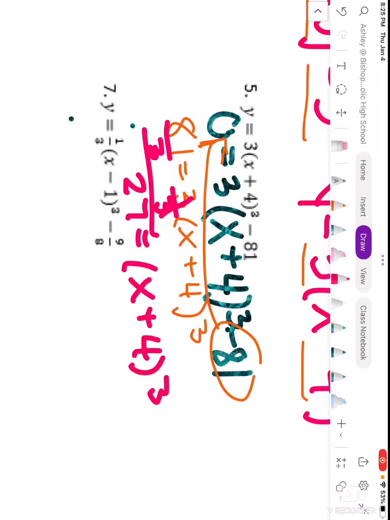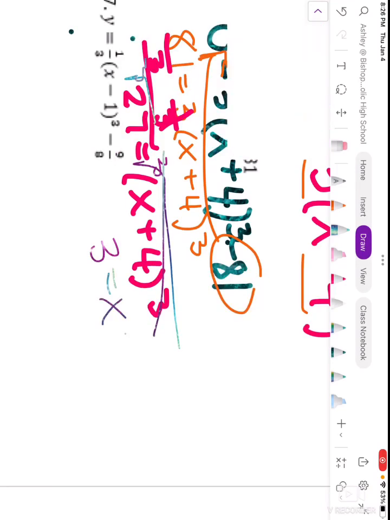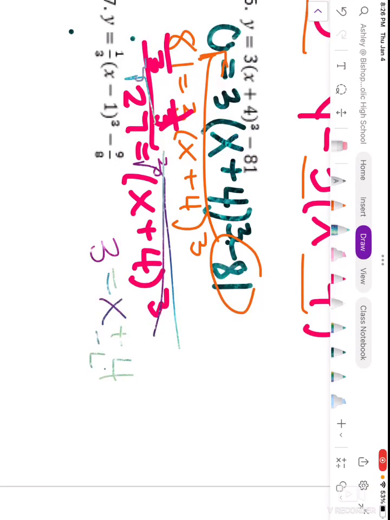We want to get rid of that cube, so we will cube root it. Cube root of 27 is 3. These cancel, so 3 equals x plus 4. We'll subtract that 4 over to get x by itself, which makes x negative 1.